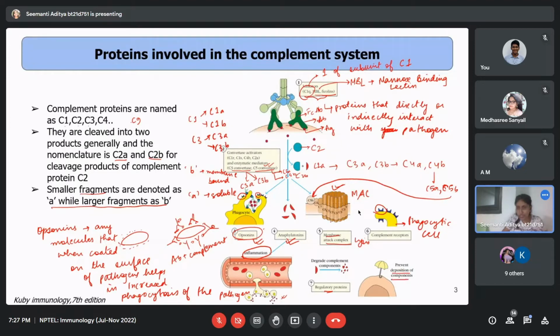So C2, C3 will not get cleaved, or the cascade will not follow, whenever a regulatory protein binds to any of the complement proteins in the initial stages. If it is binding to C3b, then C5 convertase will not form. If it is binding to C4b, then C3 convertase is not going to form. So if the initial pathway proteins are bound by regulatory proteins, they will prevent deposition. It acts as an umbrella or a shield to protect the cell from getting deposited by any complements. These regulatory proteins are another part of the complement system.